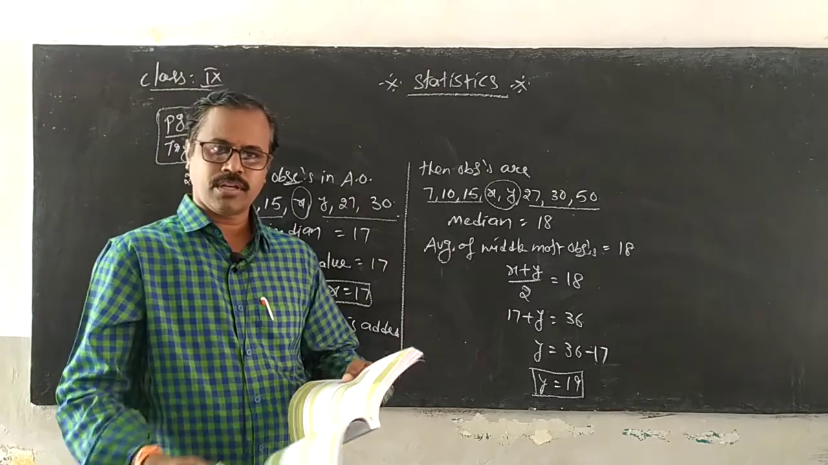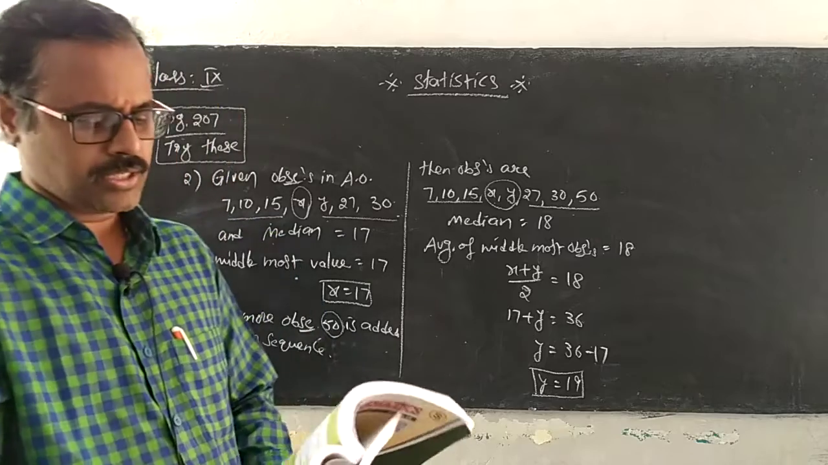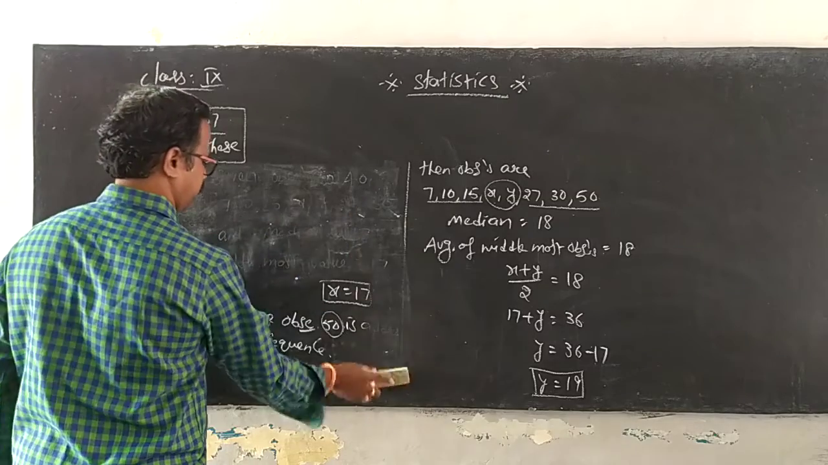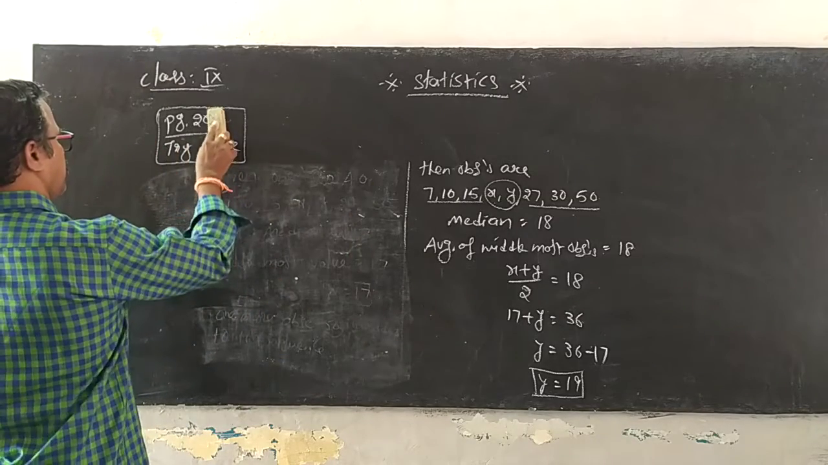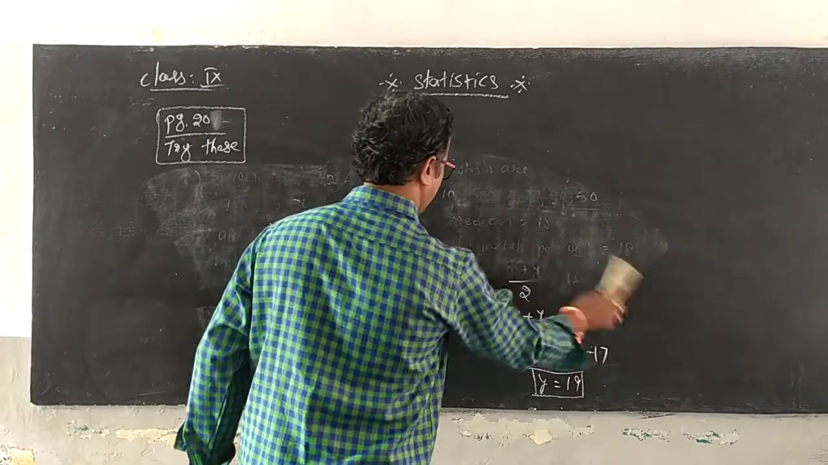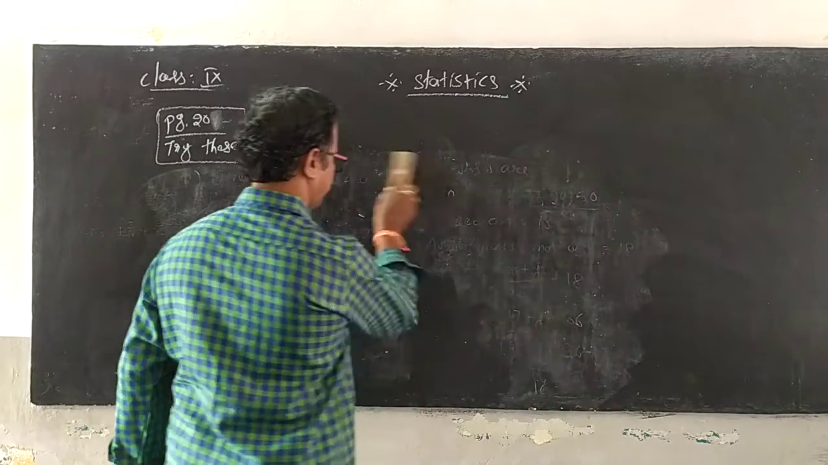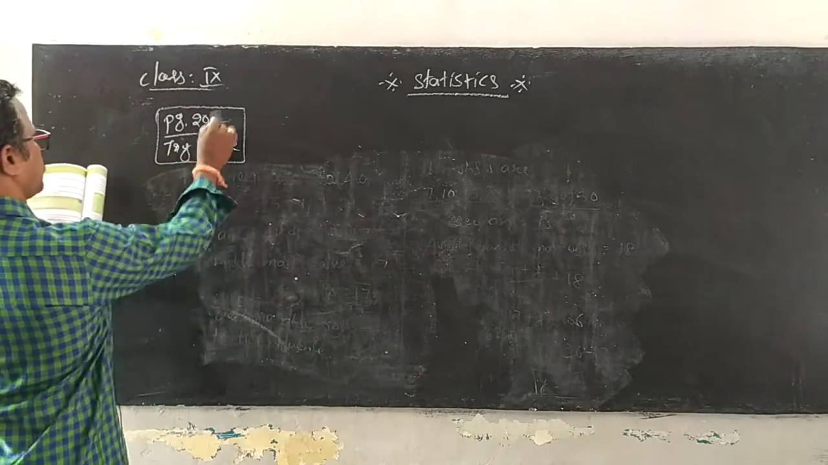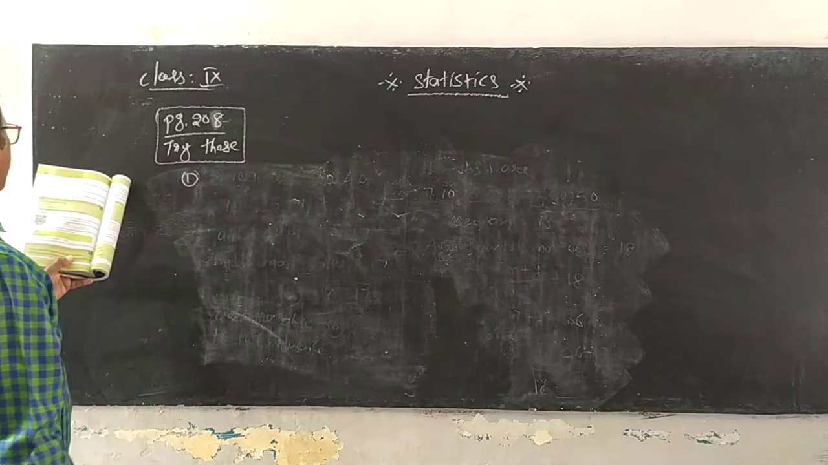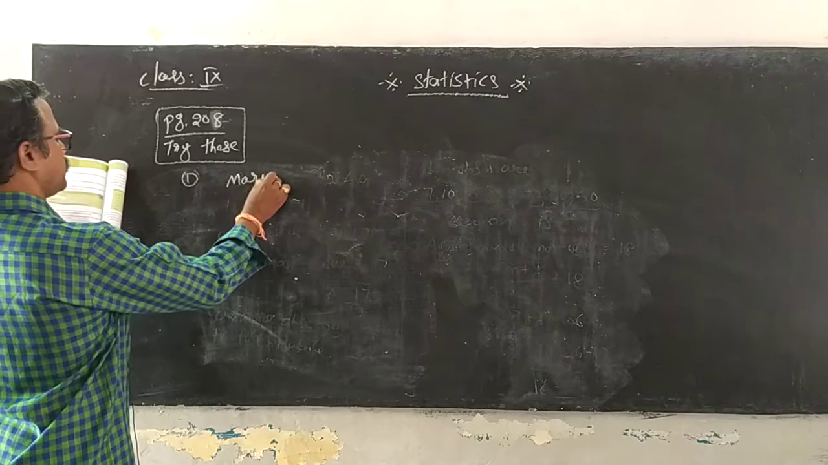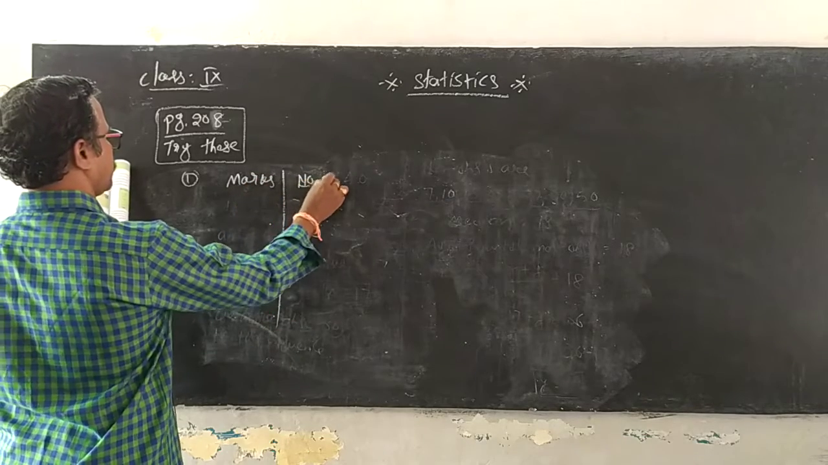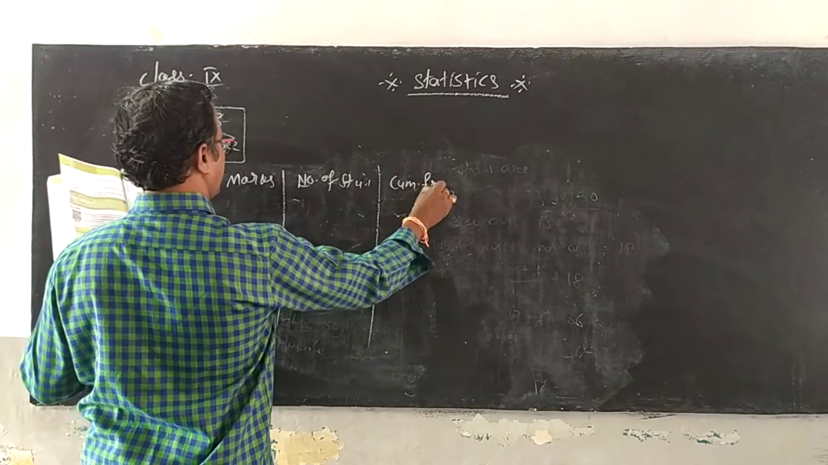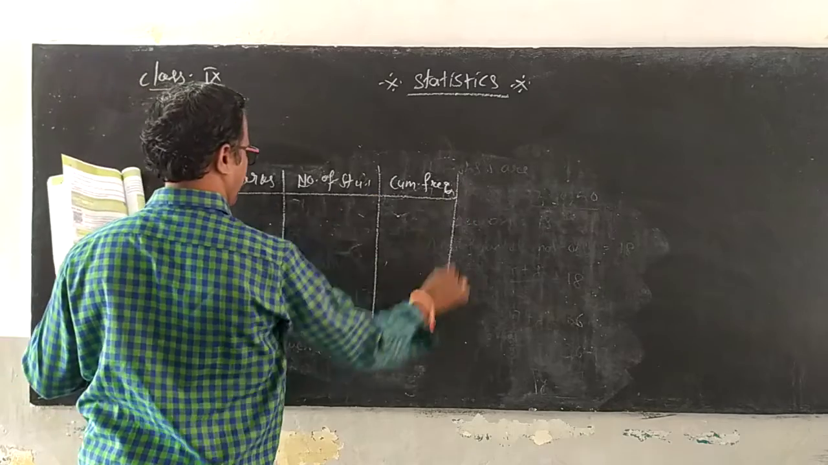Try this. Okay, see the question. Page number 208, Try this. Observe the question. So what is the question given there? The first question is, find the median marks in the data, the marks and the number of students. You need to find the cumulative frequency. Yes, very good.